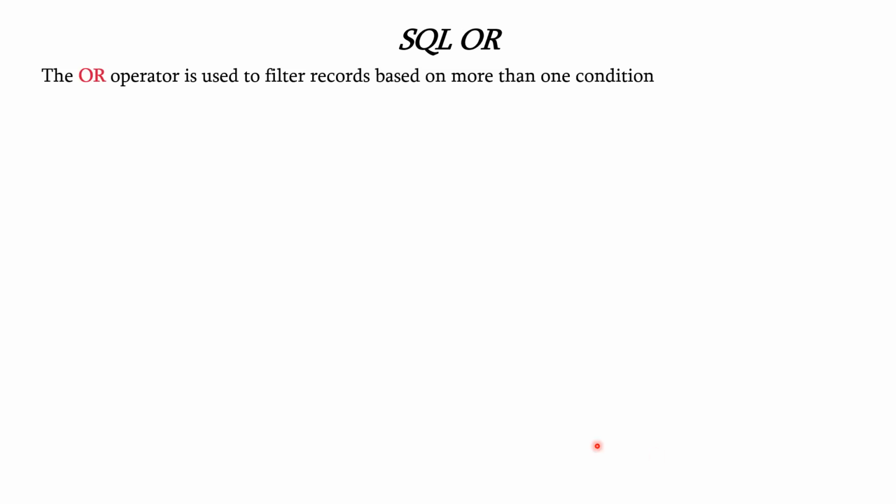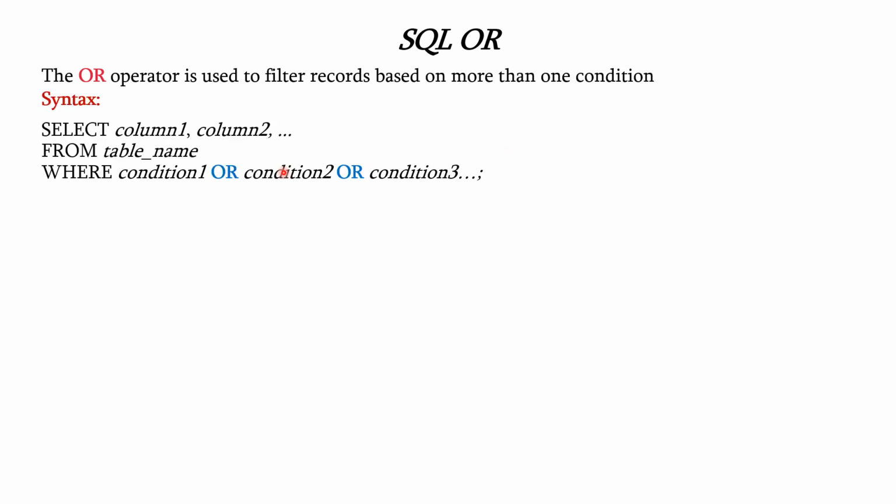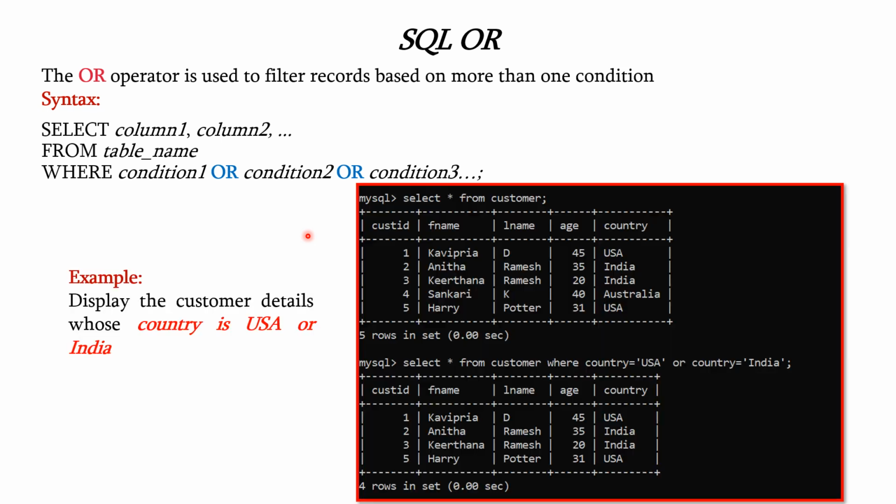Next we have the SQL OR operator. The OR operator is used to filter the records based on more than one condition. It is similar to AND, but here if any one condition is satisfied, it will display the result. The syntax is select column names from the table name where multiple conditions are combined using the OR operator.